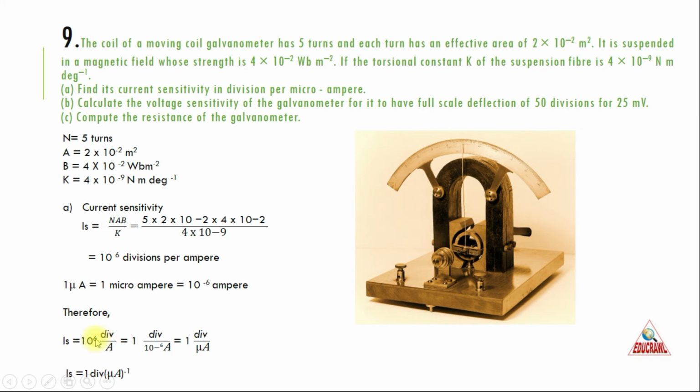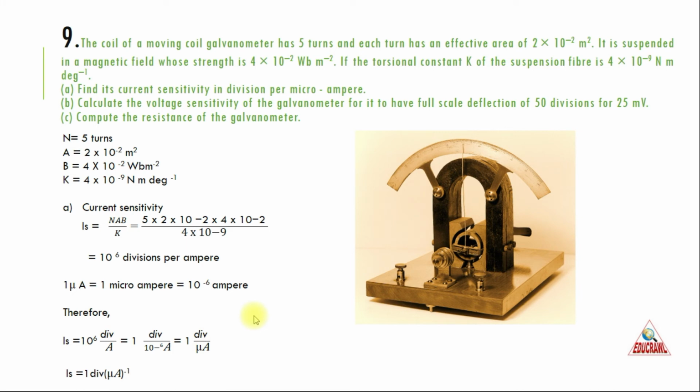That is 10 power 6, which is in the numerator, bring it to the denominator. So, the value will be 1 into division divided by 10 power 6. When it goes to the denominator, it becomes 10 power minus 6. So, 10 power minus 6 into ampere. 10 power minus 6 ampere is nothing but microampere. So, the final value of current sensitivity is 1 division per microampere. Or it is 1 division microampere whole power minus 1. So, current sensitivity we have found.